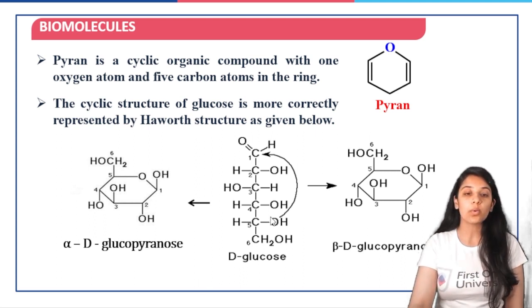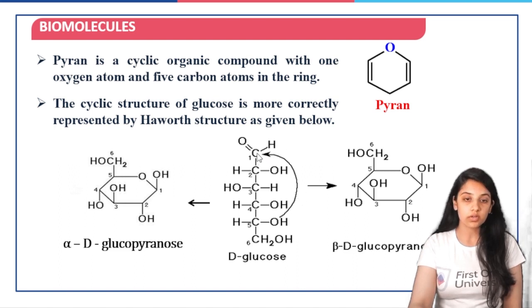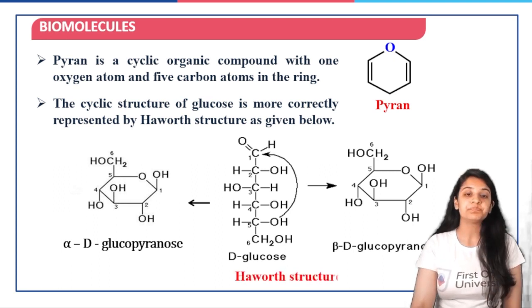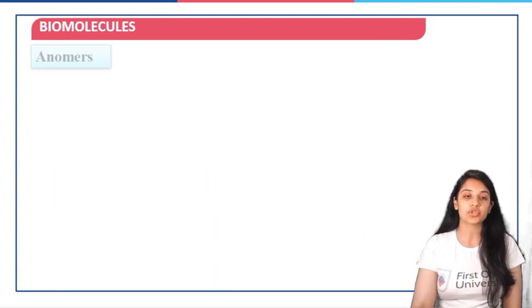The lone pair of electrons present on oxygen attacks this sp2 hybridized carbon, which is electron deficient. When this attacks here, the double bond shifts here, giving a minus sign, and this hydrogen is then accepted by the minus sign, forming OH here, and a bond forms between oxygen and carbon. I hope it is clear how we get the cyclic form. This is the Haworth structure of glucose.